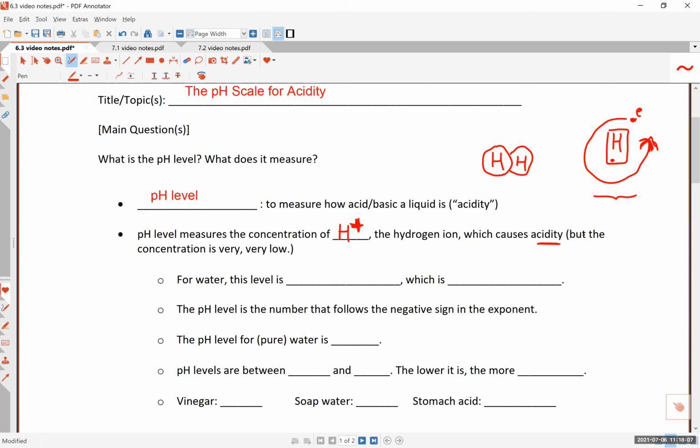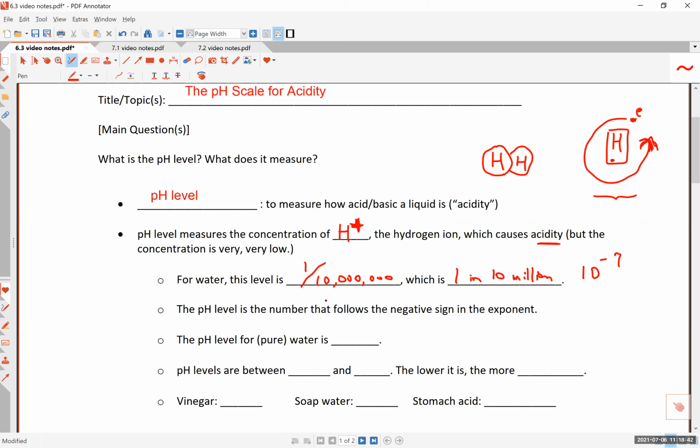But the concentration turns out to be very, very low, which is really hard to measure. And it varies significantly over a wide range, just like the earthquake intensity levels. For pure water, the concentration level turns out to be 1 in 10 million, or 1 per 10 million. And this is written as 10 to the -7th.